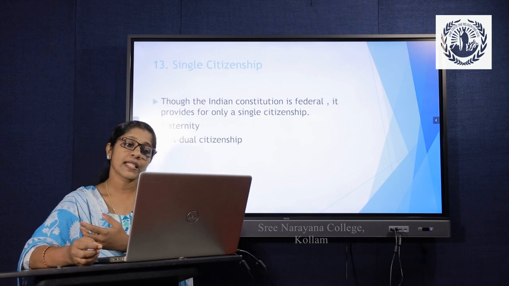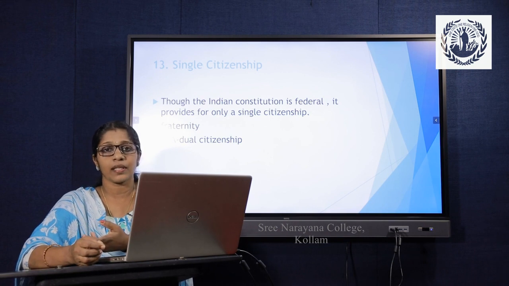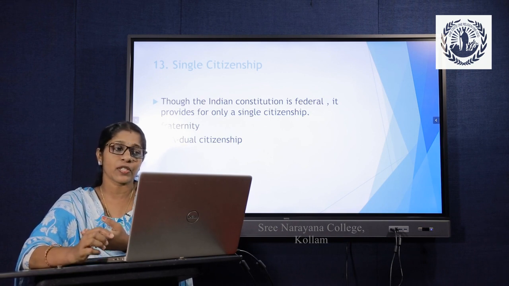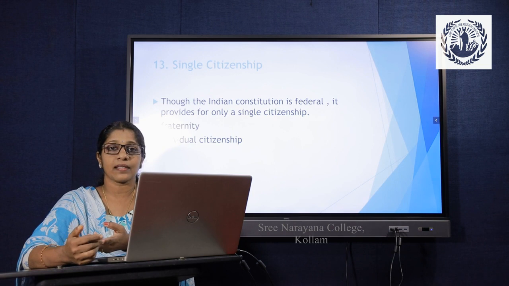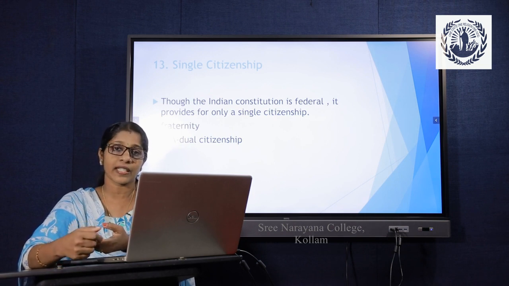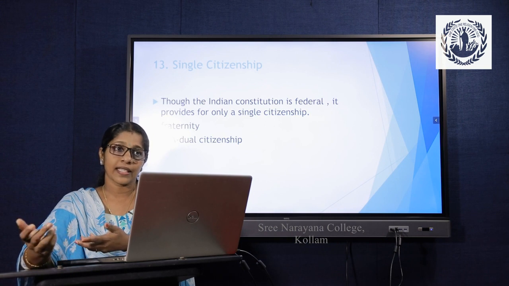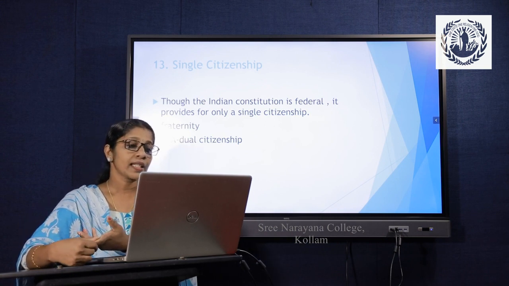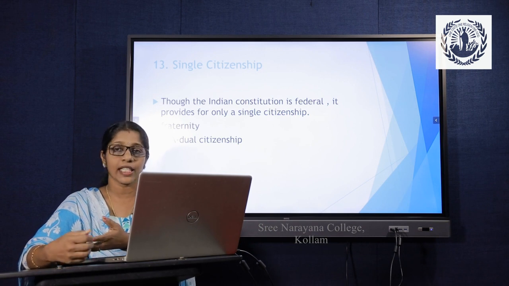And next is single citizenship. We have single citizenship, which is different from the American Constitution. In the USA there is dual citizenship, that is, a citizen is a US citizen as well as a citizen of the state to which he belongs. For example, he is a US citizen and he is a citizen of Texas or some other state. And single citizenship strengthened the fraternity of our nation.